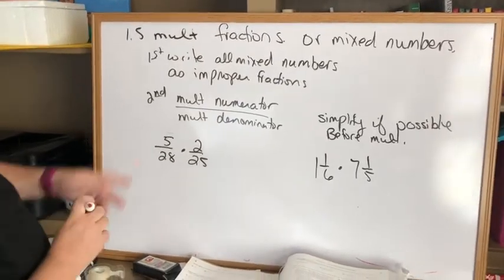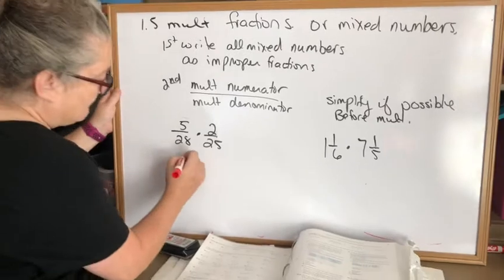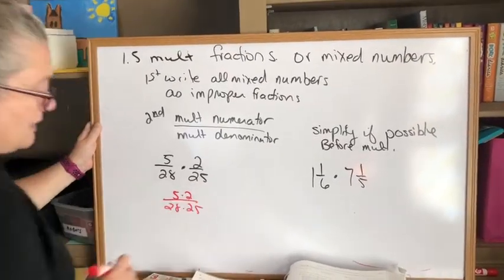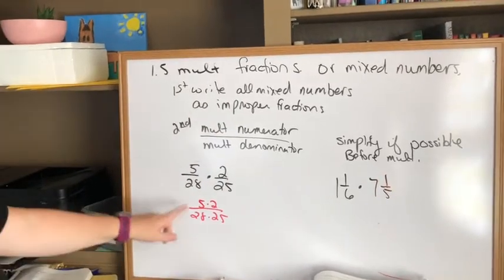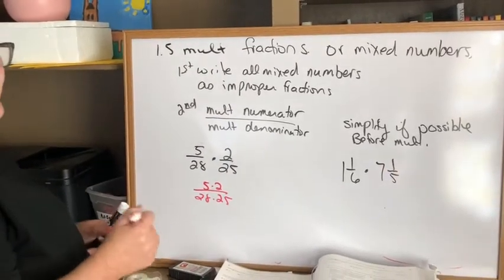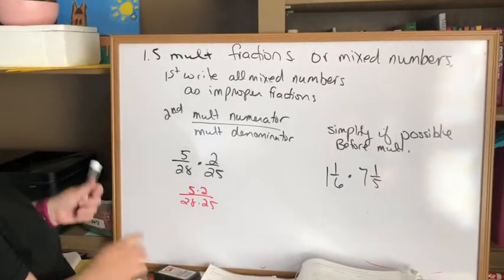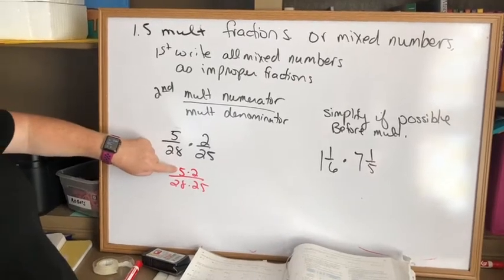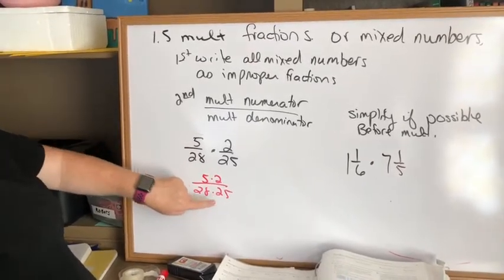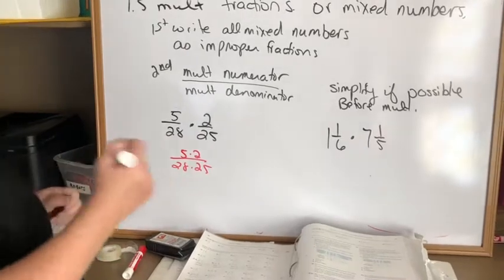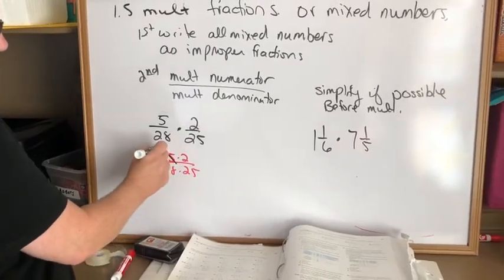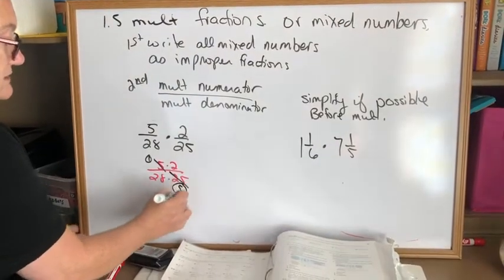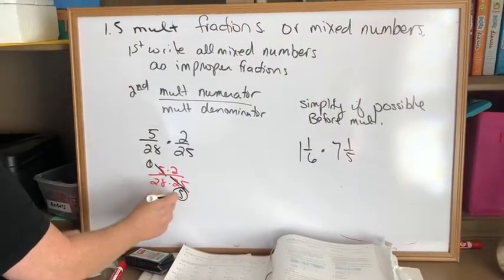Okay, so here we have 5/28 and we have 2/25. So first, if I write these together over one fraction, I'm going to look and see if I have any common factors. Remember, a common factor means that it's in the numerator and it's in the denominator. So I start with this 5. Is there a 5 in the denominator? Yeah, it's hidden right here in this 25. So I can divide the 5 by 5 and get 1. And I can divide 25 by 5 and I get 5. So I'm left with 1 and left with 5.